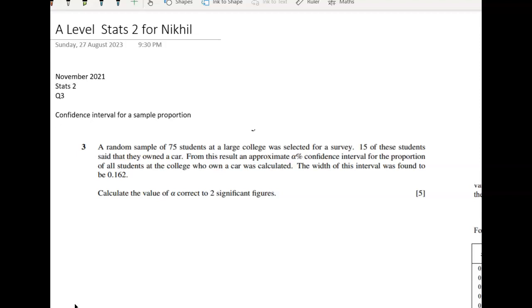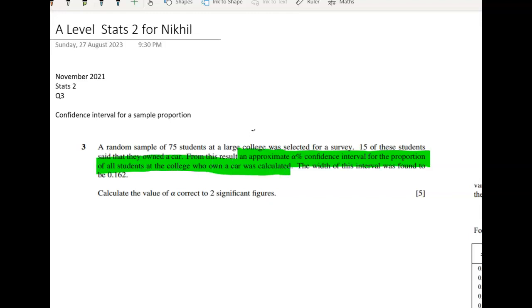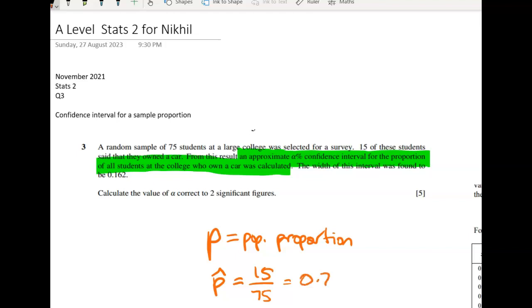We've got a random sample of 75 students at a large college. 15 of them said that they owned a car, and from this result, an approximate confidence interval for the proportion of all students at the college who own a car was calculated. So what we're doing here is trying to build a confidence interval for P, where P is the population proportion. But we don't have the population proportion, we just have the sample proportion, which is P hat. Now P hat is equal to 15 out of 75, which is 1/5 or 0.2.